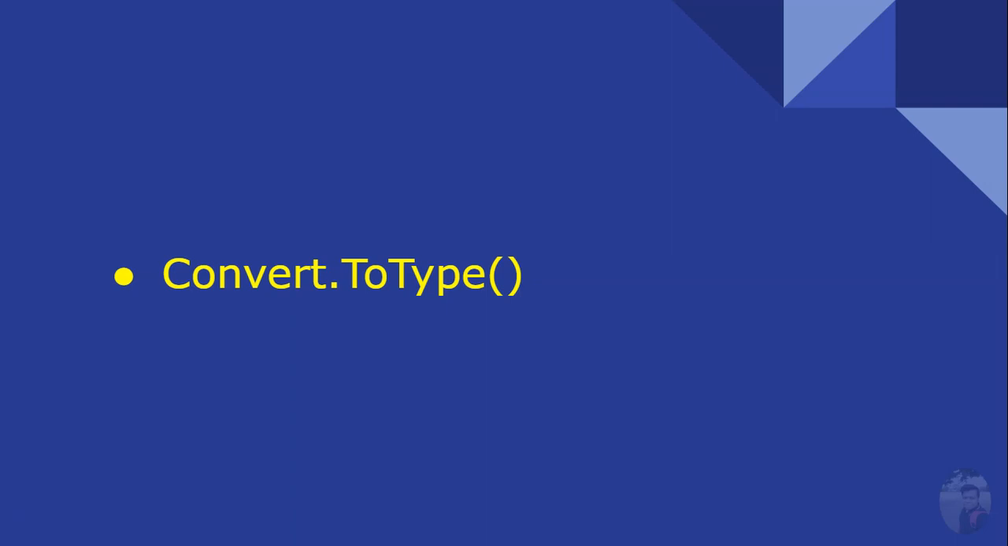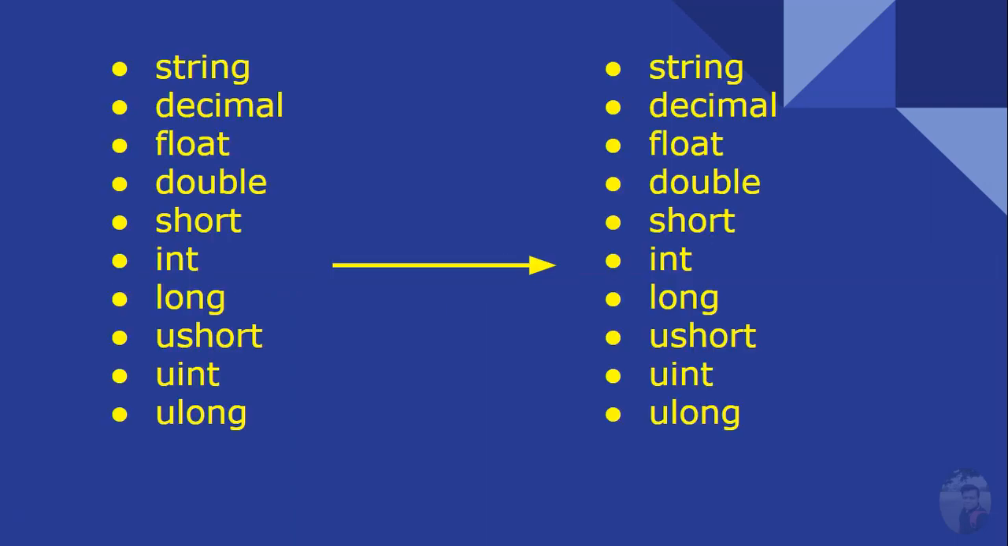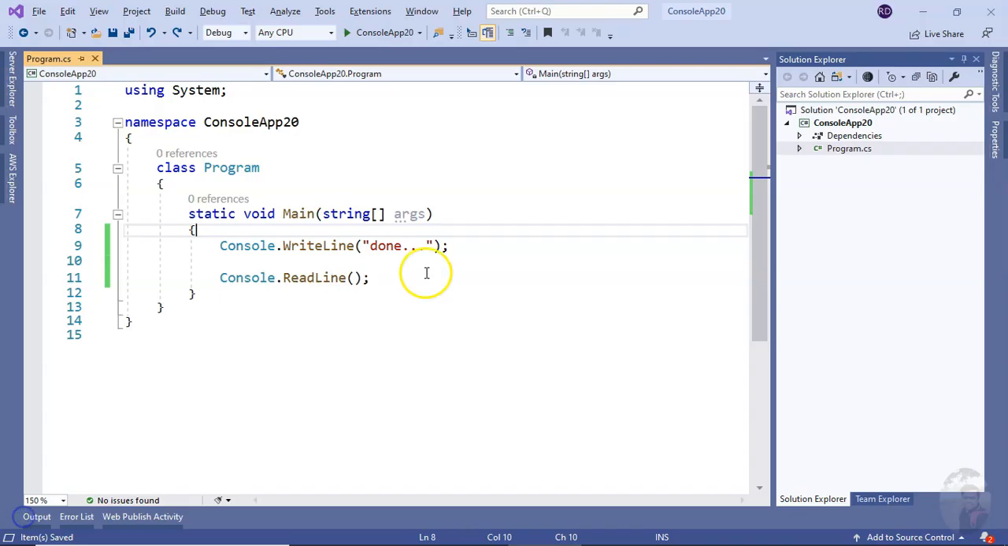Here is one point we need to remember: if you try to convert like long to short, it will throw an exception if the value is very big. So we need to remember that point. So let us see this in action. I'm here in a Visual Studio console application.